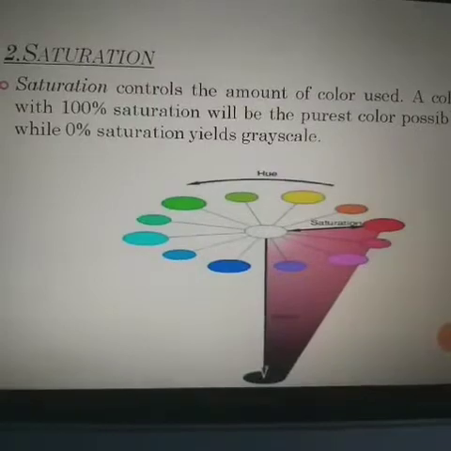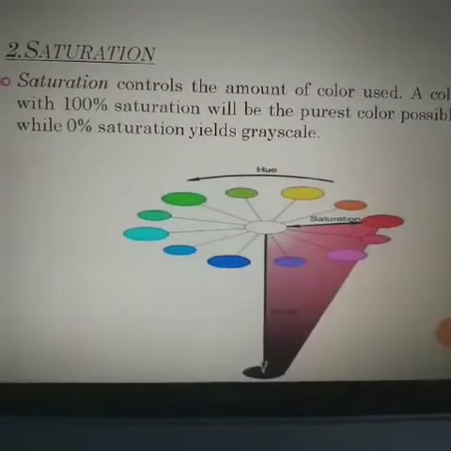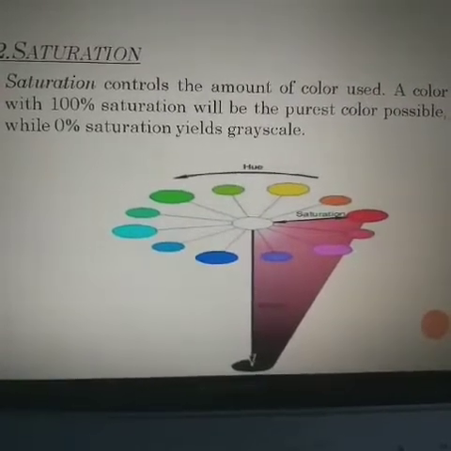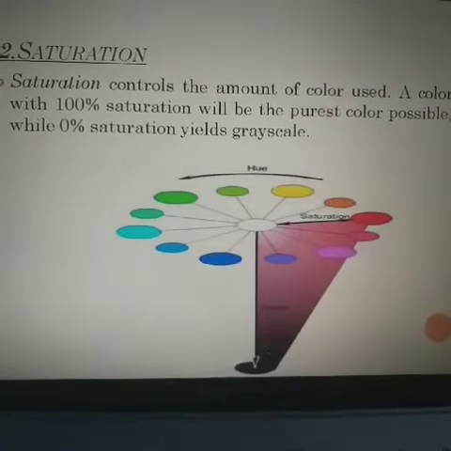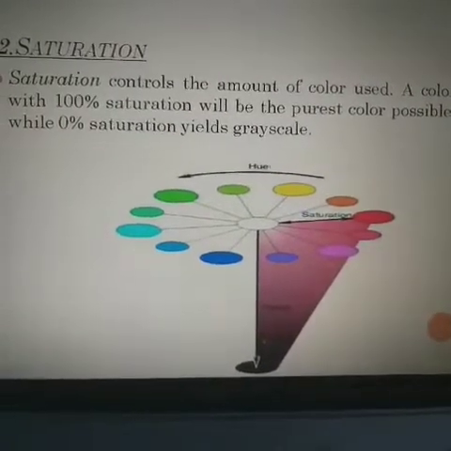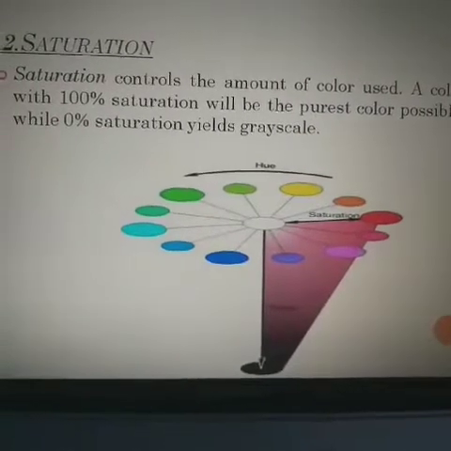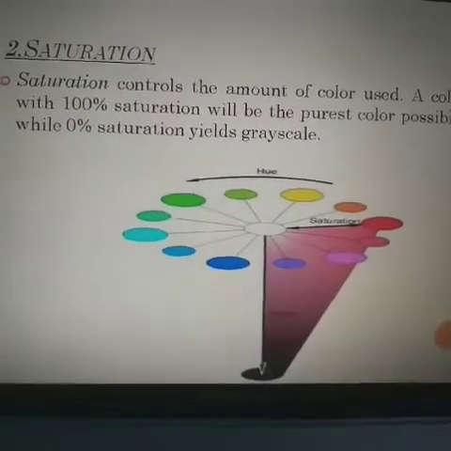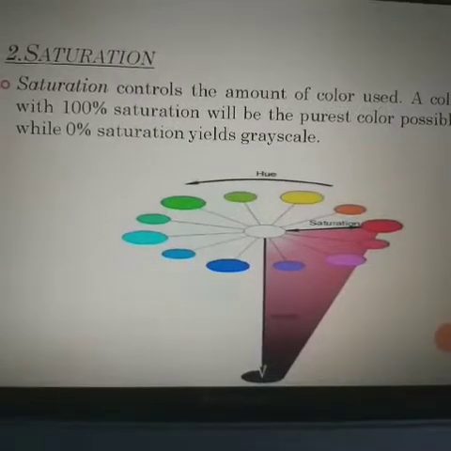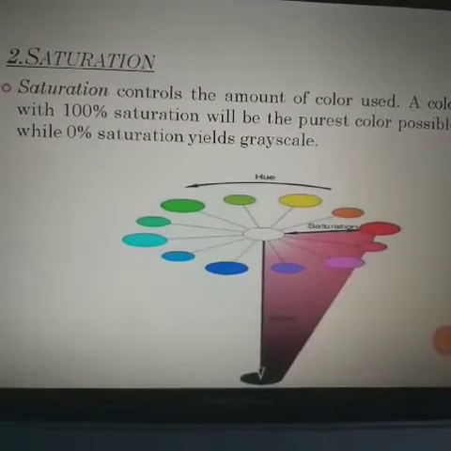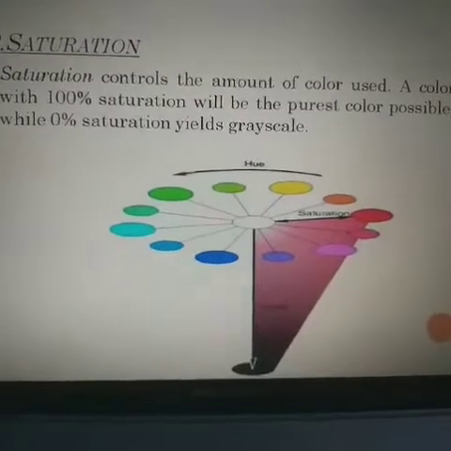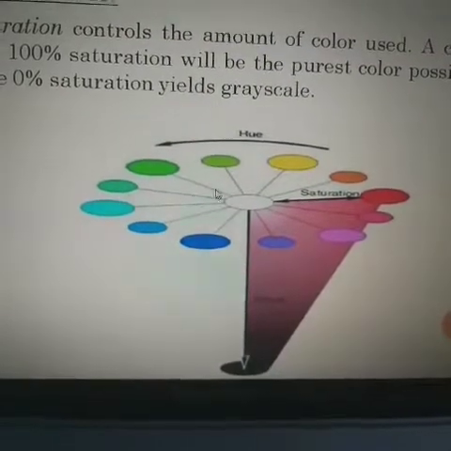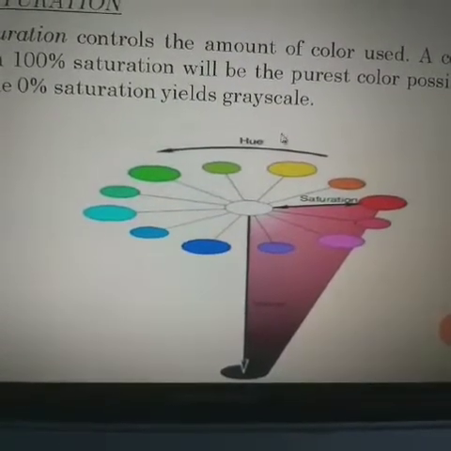The second one is saturation. Saturation controls the amount of color to be used. A color with 100% saturation will be the purest color possible, while 0% saturation yields grayscale. Clear? If the saturation value is 0, the color is represented by pure white. If we increase the saturation value, the color becomes more contrasted, or we get the darker, purest color possible. In the same diagram, at different angles we get different values with respect to the hue.